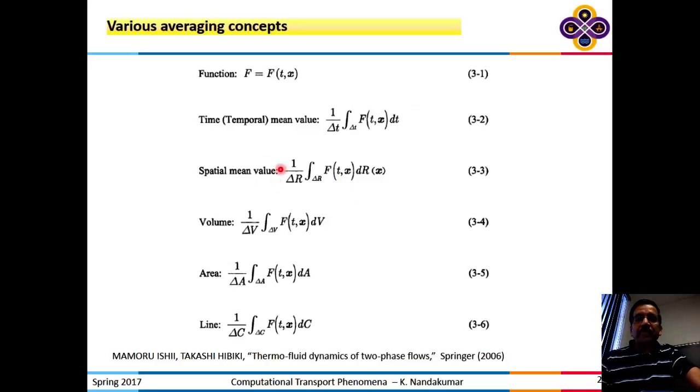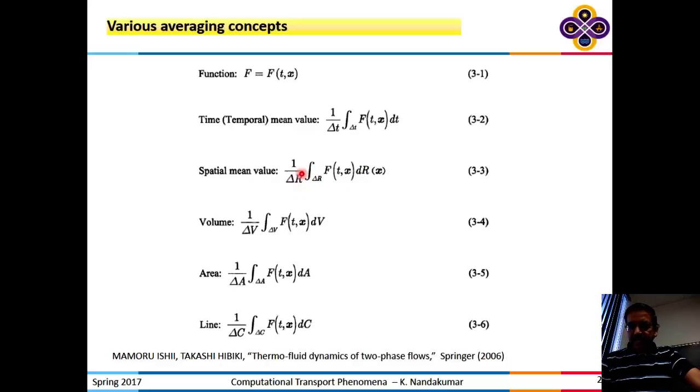So spatial mean value is exactly the same idea, which is used for multi-phase flows. Temporal averaging is for turbulent flows. Spatial averaging is for multi-phase flows. What do we do there? We take that function and integrate it over a volume element and divide by that volume element.